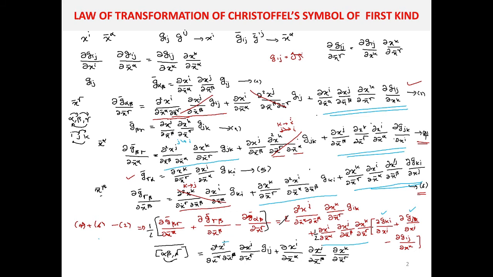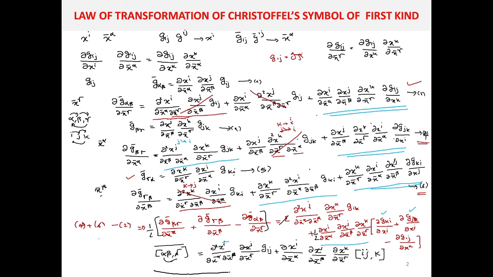Now when you check the last term, that is half into ∂g_ki/∂xj plus ∂g_jk/∂xi minus ∂g_ij/∂xk, it is the Christoffel symbol of the first kind. The indices will be i, j, k. Okay, so this is the transformation law for the Christoffel symbol of the first kind.